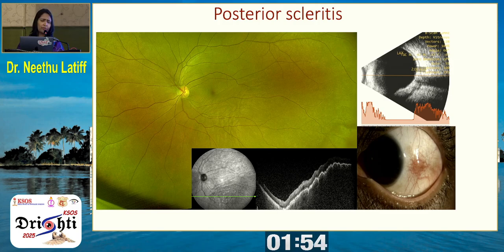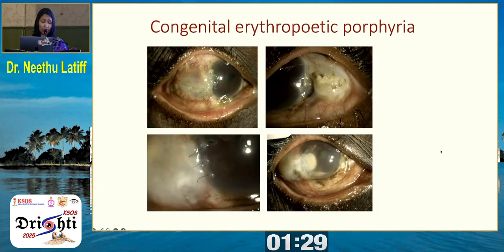Posterior scleritis comprises only 5% of total scleritis, and this was one patient with a giant nodular scleritis. You can see the choroidal folds here. OCT showing the choroidal folds along with the choroidal mass. You may get exudative retinal detachment in these patients, and B scan confirming the T sign. It can be isolated, or even you can have anterior scleritis or nodular episcleritis as you see in this patient.